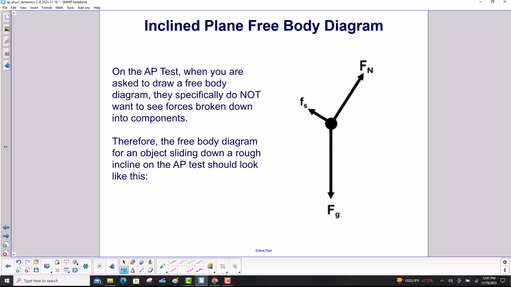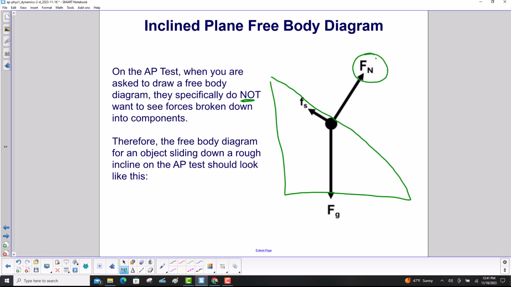A helpful hint: should you be taking the AP test, when you are asked to draw a free body diagram, they specifically do not want to see forces broken down into components. Therefore, the free body diagram for an object sliding down a rough incline on the AP test should look like this: normal force here, imagining the incline is like this, friction force up the incline, and mg straight down. Do not resolve it.